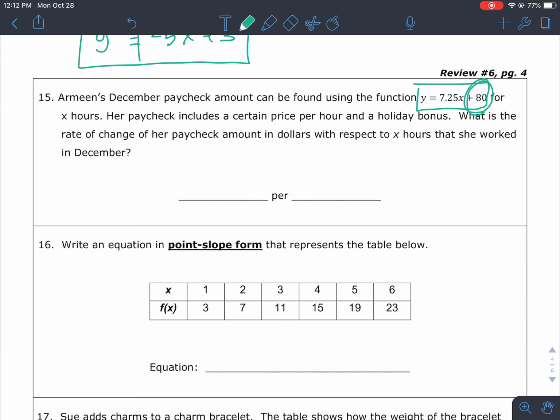So whenever we're talking about in context, we're talking about y per x. So I know that the y is the amount of money that she makes, or her pay, and that's per hour that she works. So y per x, because x was the hours.